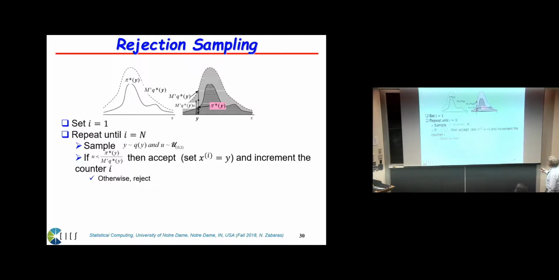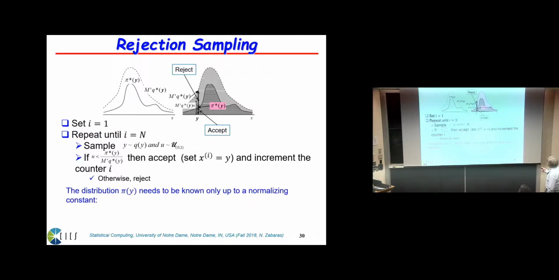And so you evaluate M prime q star at y times u, where u is from 0 to 1. And if it happens that this number is below pi star of y, so if you're in this heavy gray area, you accept. If you're up there, you reject. So just visually.